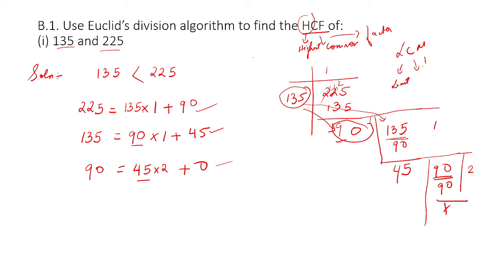So those conditions that were set up by Euclid's division lemma are satisfied. Therefore, the HCF, the highest common factor of 135 and 225 is 45. That means 45 divides both 135 and 225, and that's the highest. Beyond that, you will not find any numbers which will divide both 135 and 225. All right.